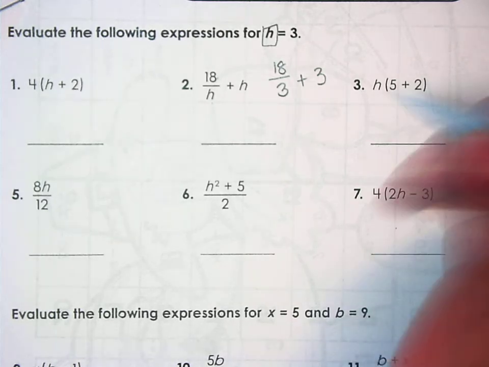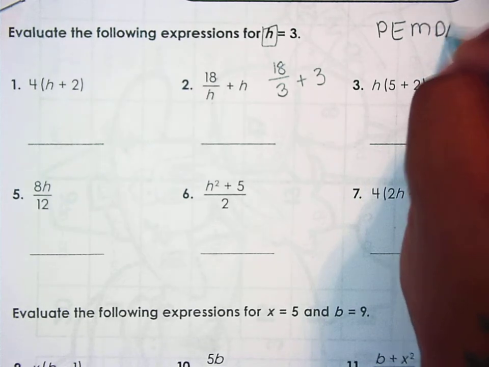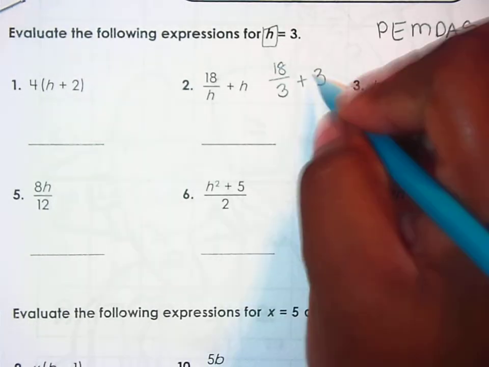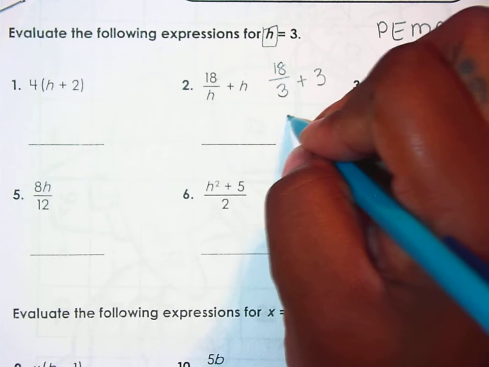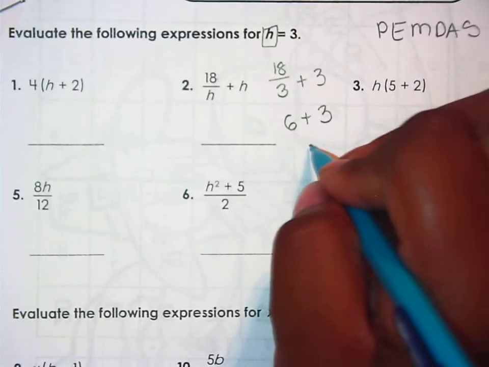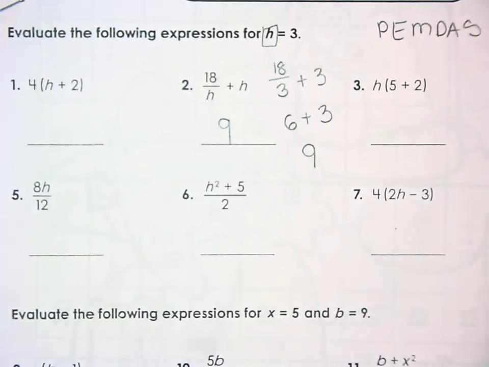So let's work it out. Don't forget to follow PEMDAS. PEMDAS means I work on parentheses first, exponents, multiplication and division, whichever comes first in the equation, and addition and subtraction, whichever comes first in the equation. Now that I have rewritten my equation, I'm going to keep going. 18 divided by 3 is 6, plus 3, and 6 plus 3 equals 9. So the answer to my equation is 9.